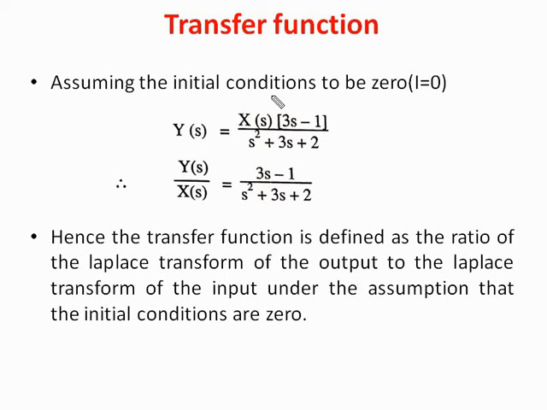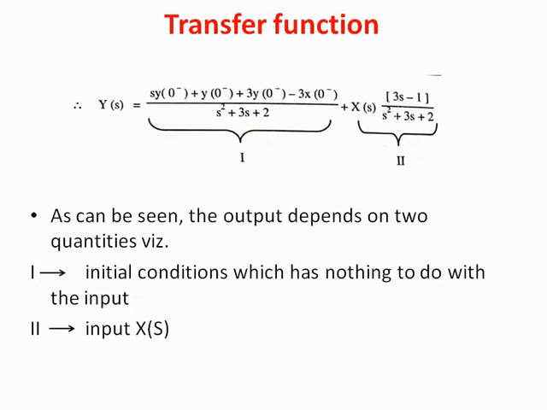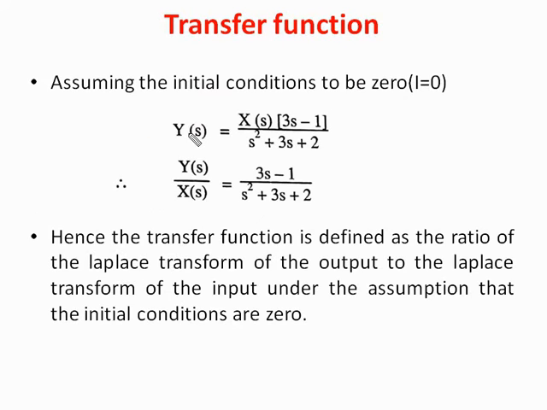Now assuming zero initial conditions, this part contains the initial conditions, so part 1 equals 0. So we get Y(s) equal to X(s) times 3s minus 1 divided by s square plus 3s plus 2. Taking X(s) to the denominator, Y(s) by X(s) equals 3s minus 1 divided by s square plus 3s plus 2. So this is the transfer function G(s).